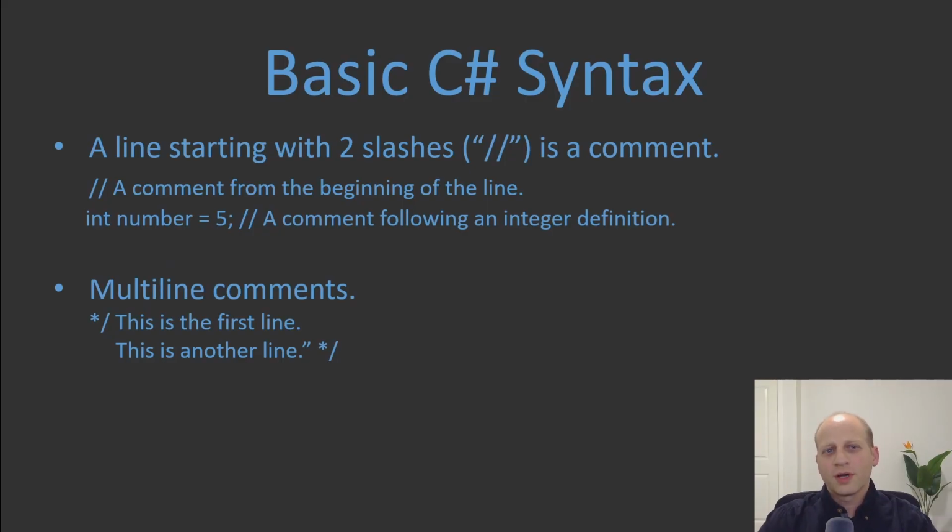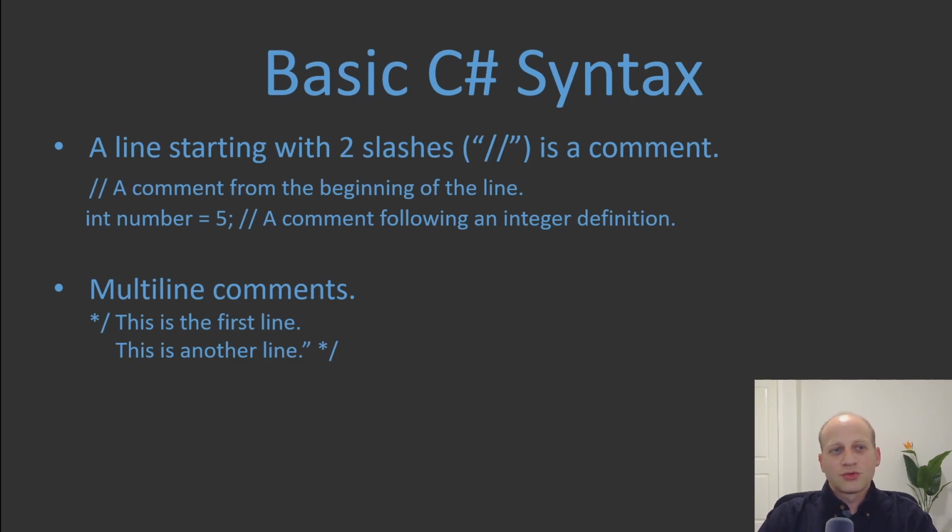Two more rules are related to comments, and the first one is that a line starting with two slashes is a comment, which means that the compiler ignores everything written to the right of the slashes when compiling the program. Notice that the comment doesn't have to start from the beginning of the line. It can start at any point, which means you can write a command and following it you can add a comment explaining something, for example.